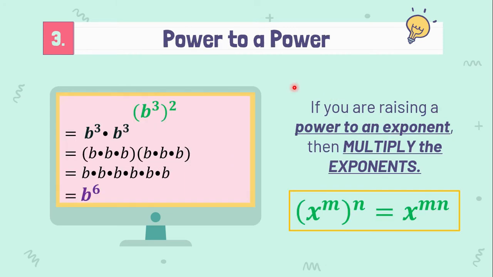Number 3 is power to a power. If you are raising a power to an exponent, then multiply the exponents. For example, x raised to m, all raised to n, is equal to x raised to m times n, or x raised to mn.